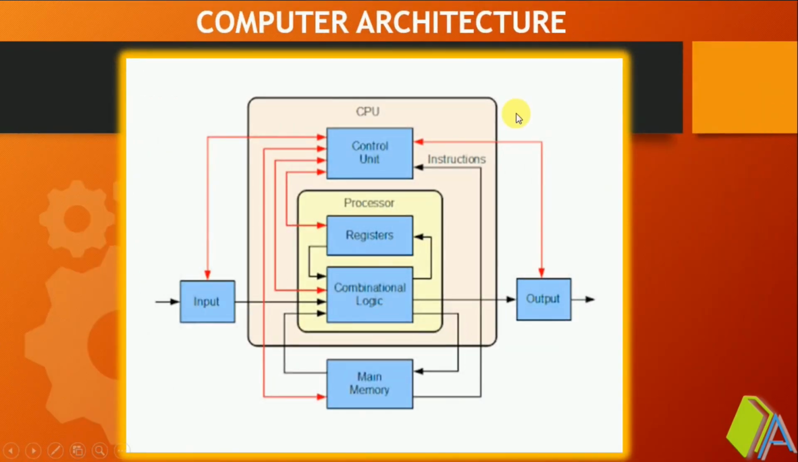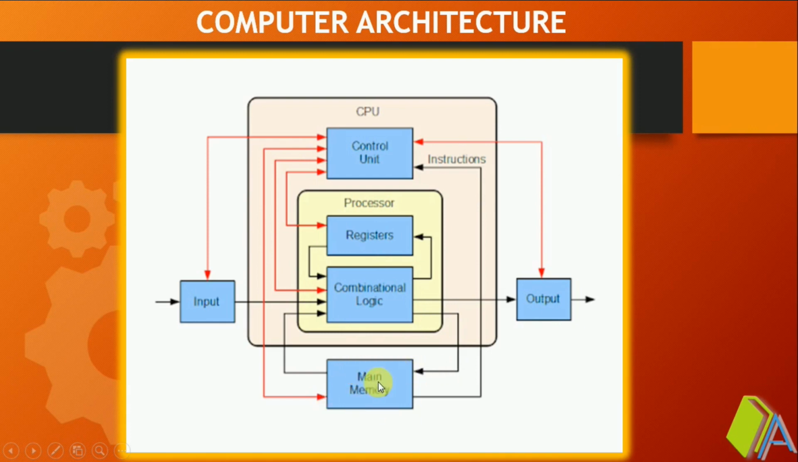This is the structure of a computer. Initially your instructions as well as data will be stored in the main memory. Whenever a processor wants to access the data and execute the instruction, it will fetch the instruction first, and the control unit will decide which operation has to be performed, and that control signal will be sent to the ALU. Meanwhile, the data will be loaded to the register. The ALU will operate on that data with respect to the instruction from the control unit, and the result will be stored back to the main memory.